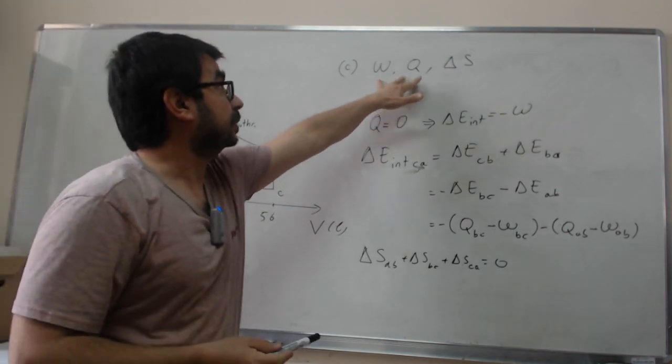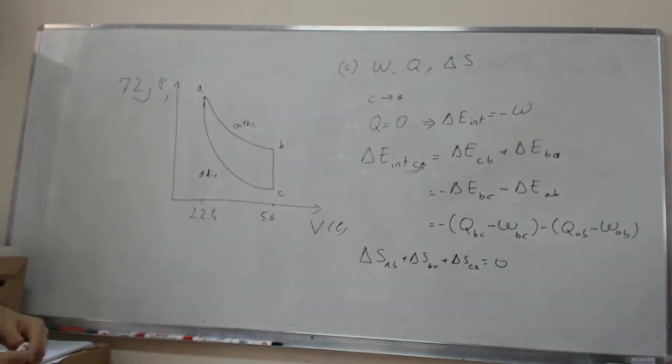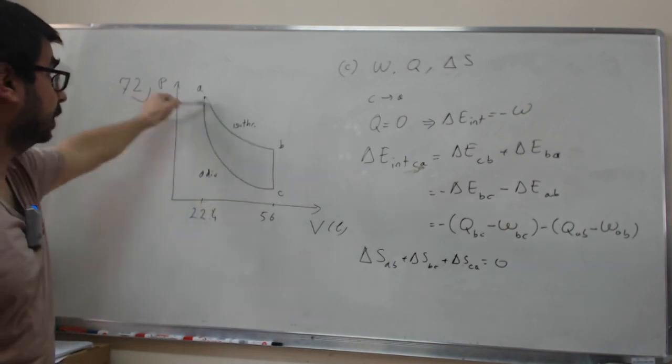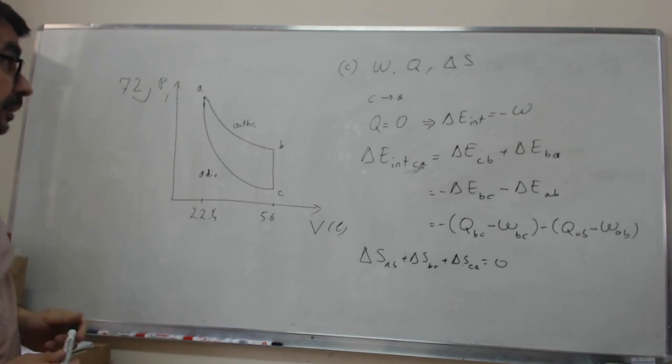Whereas these two are not. So W and Q depend on the path, but entropy does not. It doesn't matter whether you go this way or that way. And this already is something already calculated. Okay, let me just stop here.